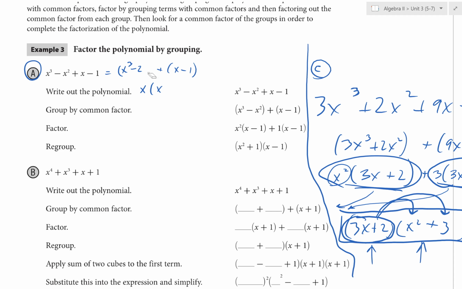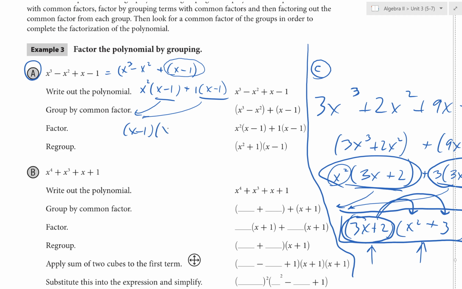Sorry, I didn't write that in the problem correctly. That should be x squared. So I can actually factor out an x squared, and that leaves me with x minus 1. Now in the second group, the reason why I didn't want to show this problem first is because this is already factored. X minus 1 is already factored, so all we could pull out is a 1. And since I have the same factor, x minus 1, I can pull that out in front, and that becomes x minus 1 times what's left, x squared plus 1. And then that's factored completely.